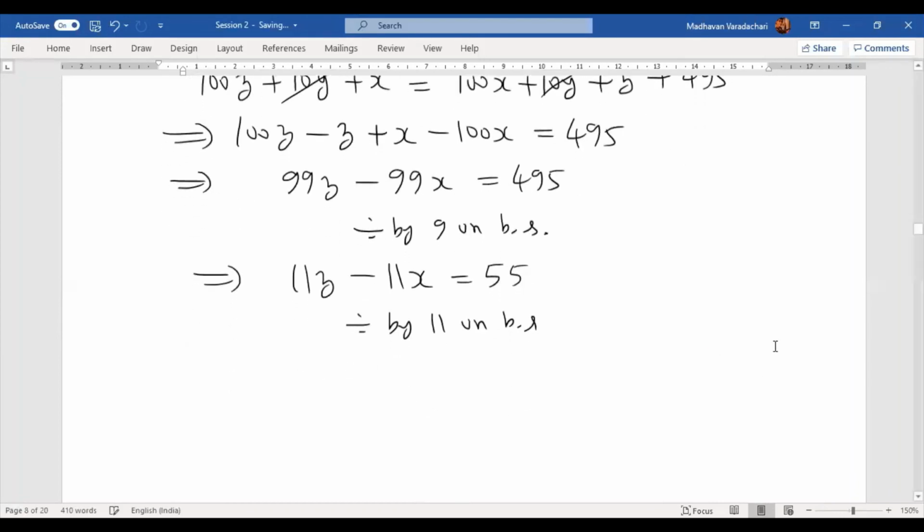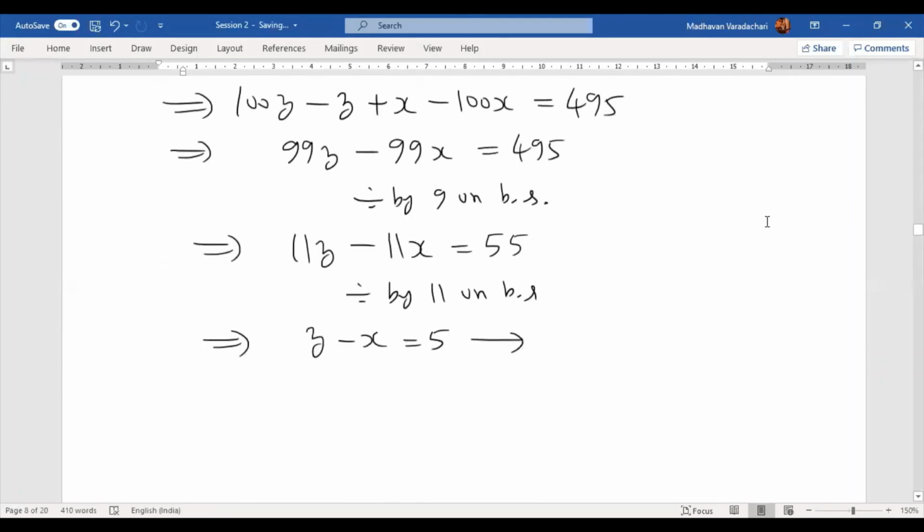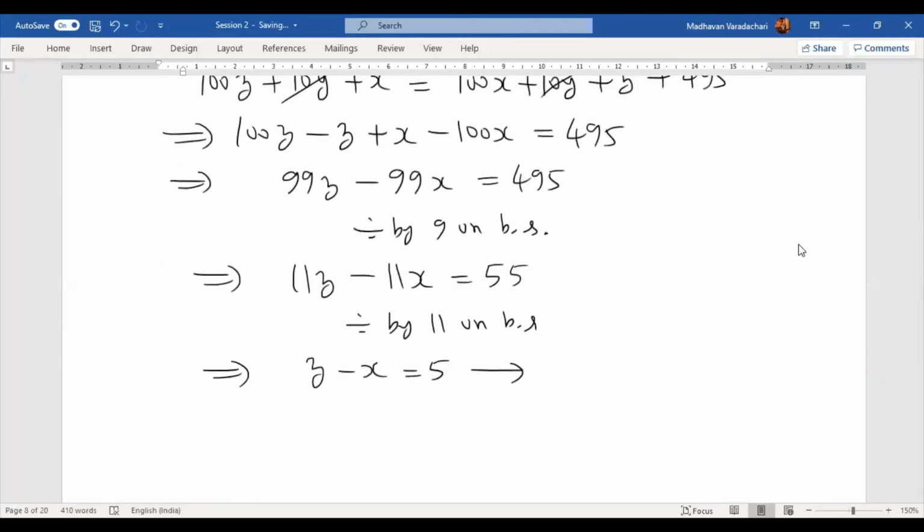So this can be further simplified as z minus x equal to 5. Let me call this equation 1, which we had already considered. Now I'll call this equation 2. Then, is anything else given in the question?